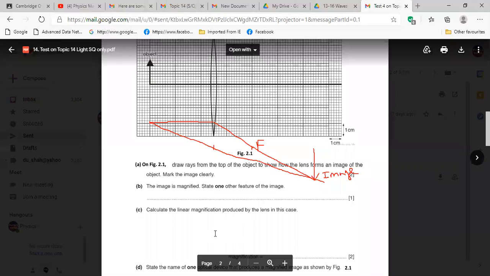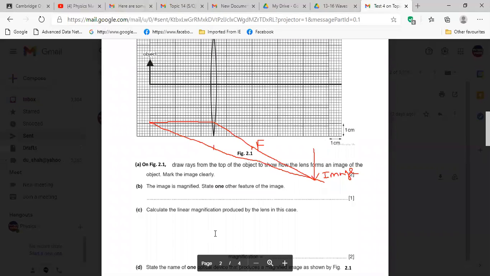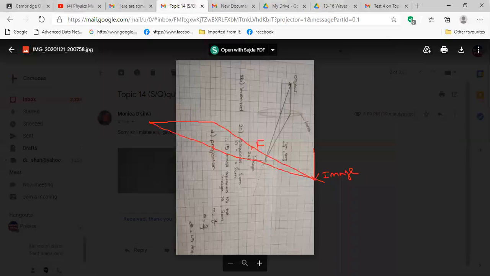Then next part, calculate the linear magnification produced by the lens in this case. So linear magnification, it depends on how much you are getting the length, right? Isn't it? Yes, sir. So you got here 3 centimeter. Your calculation, I think I have to check it. I think it is correct. However, I have to check again. So to be confirmed.